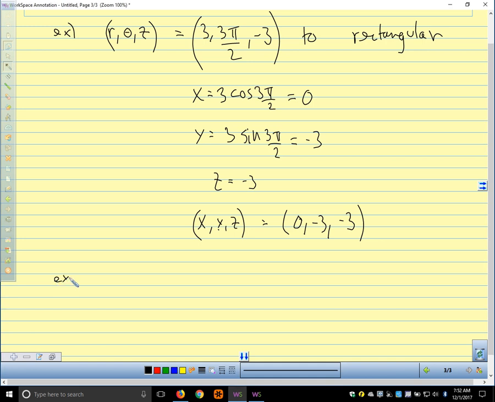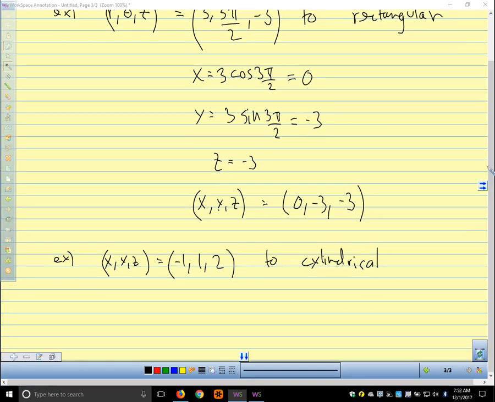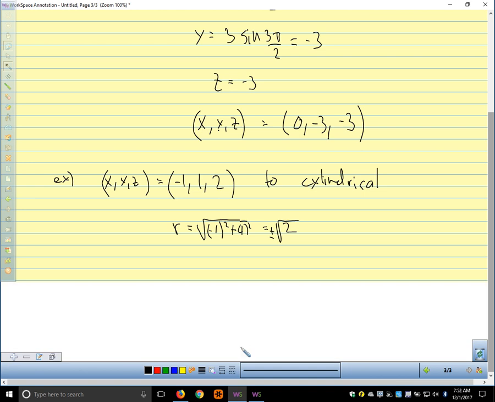Let's go the other way. So this time we have x, y, z equals negative 1, 1, 2, to cylindrical. So R equals plus or minus the square root of negative 1 squared plus 1 squared, which is the square root of 2. And I'm going to say plus or minus, because we can use a negative radius as long as we get our angle correct. So we can say our radius can be positive or negative in cylindrical coordinates.